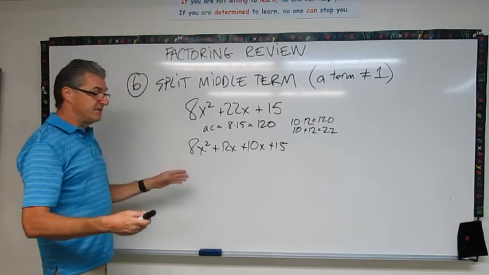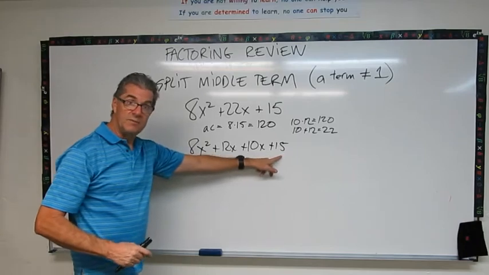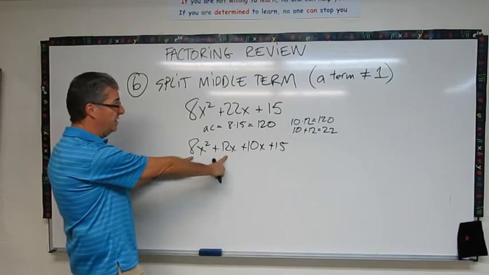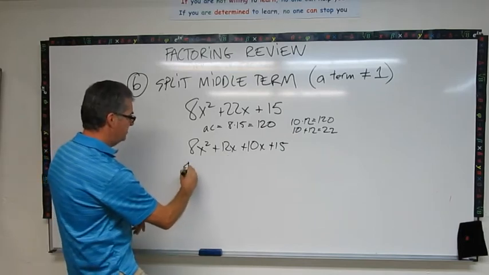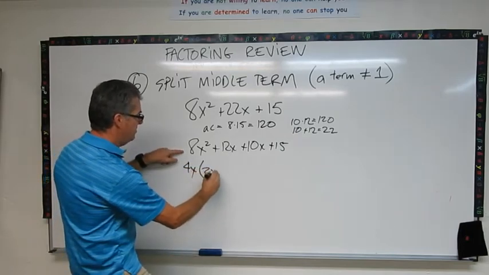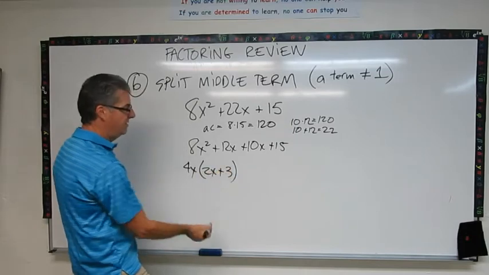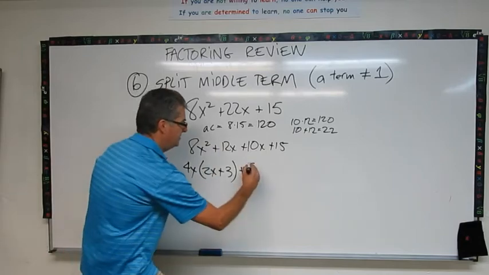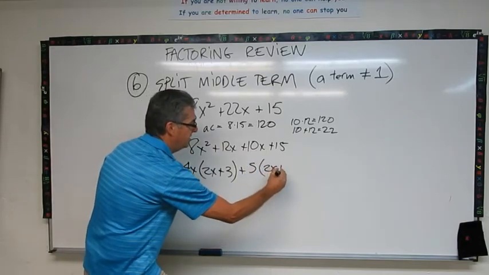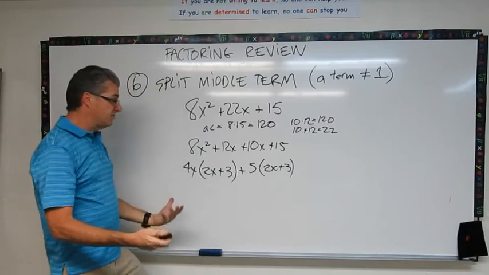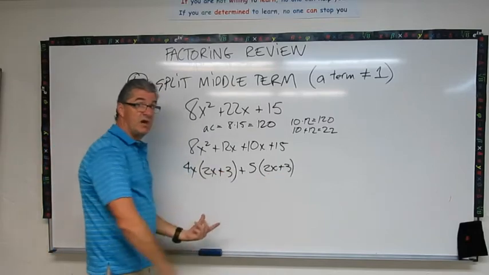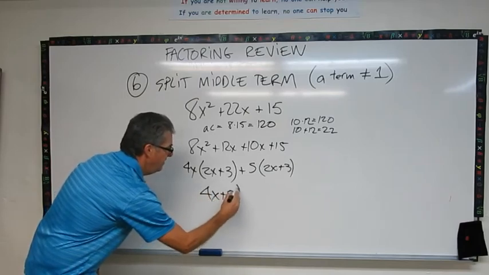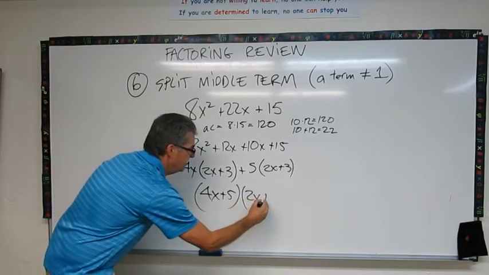So now what I do is I've got a factoring with 4 terms problem, like that last technique that we did. What's my greatest common factor in here? 4x. So this is 4x times 2x plus 3. What's my GCF in here? I just have a 5. This becomes 5 times 2x plus 3. And I know I did this right because the factors in parens are the same. So now I can just do 4x plus 5 times 2x plus 3.